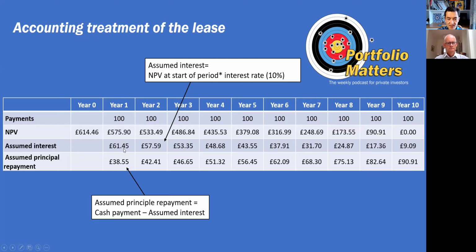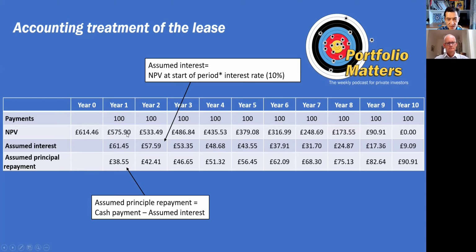So that is £61.45. You then have an assumed principal repayment, which is equal to your cash repayment minus your assumed interest. And so in the first year, that is £38.55.